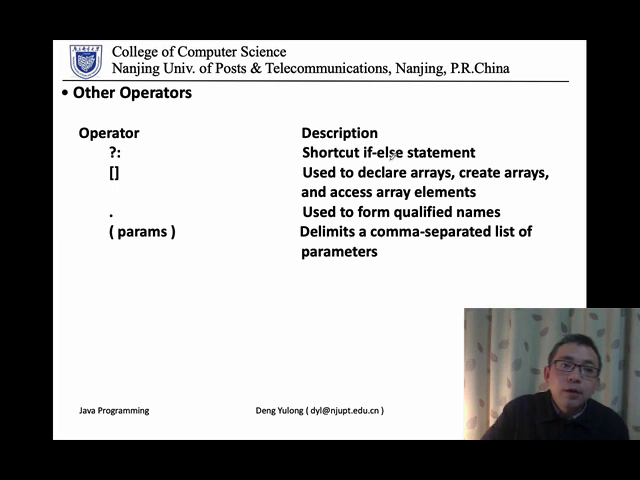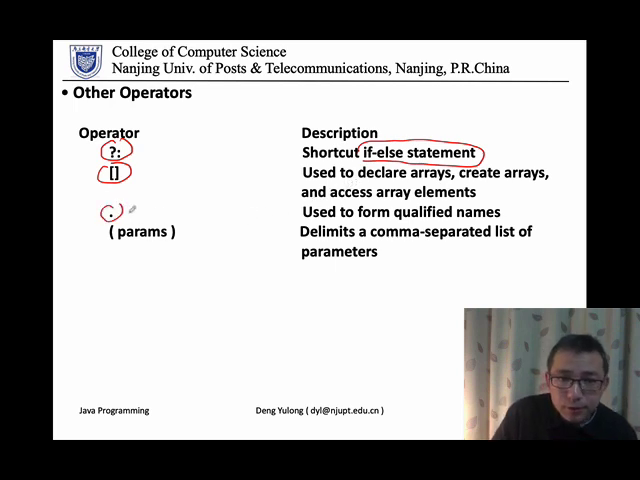Okay. And we have other operators. For example, this question mark and colon we name the shortcut if-else statements. We'll give an example in the next section about if and else statements. Okay, and these square brackets we will use in the future to describe arrays. We're talking about this in the next chapter.